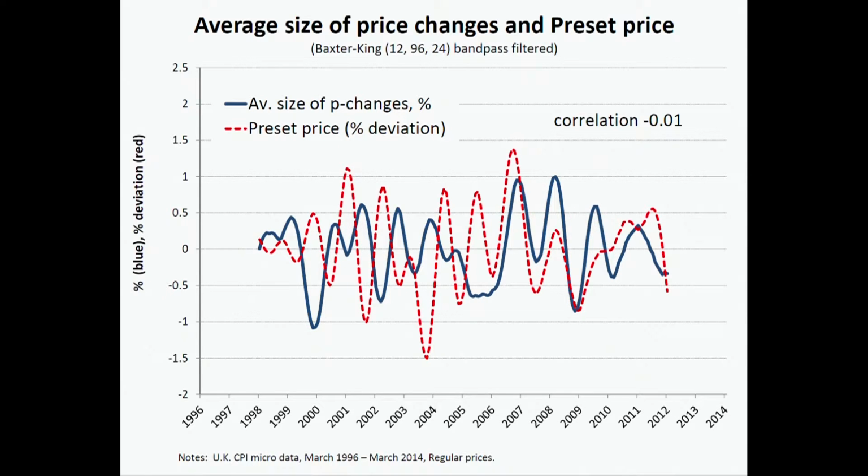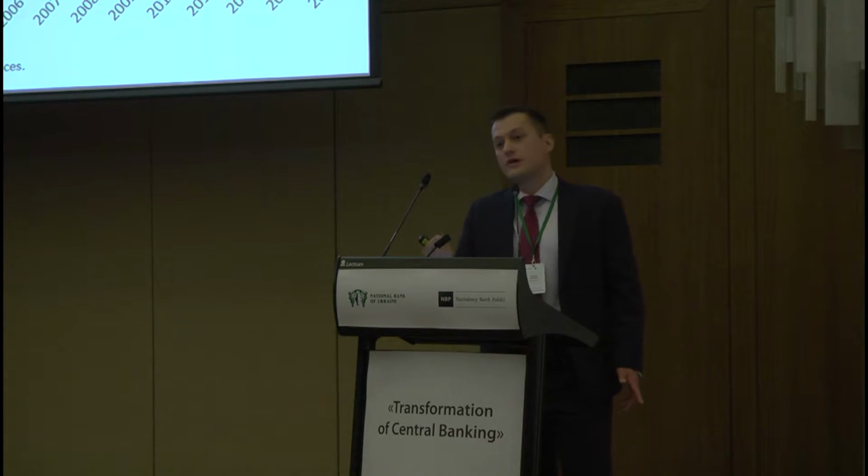What about the other price, the reset price, right? So the average size is the difference between the two, reset and preset. So if preset price level is not important, it must be that the reset price level explains most of the variation in the average size of price changes. Is that true? So that's the reset price level in red versus the average size, and you can see that indeed they're much more positively correlated.